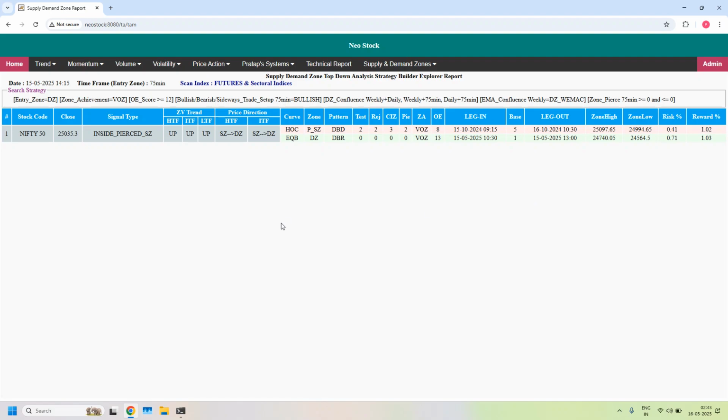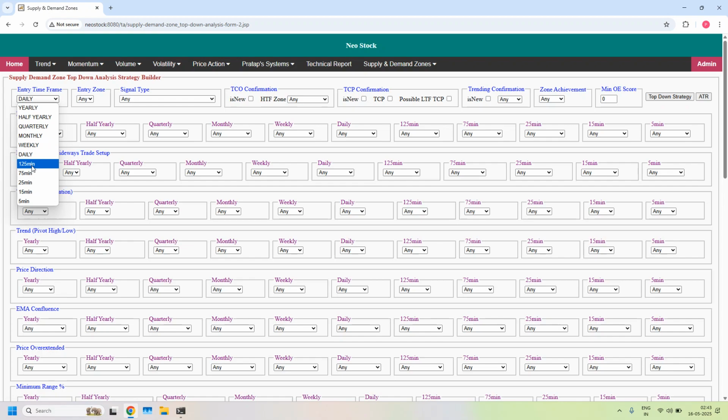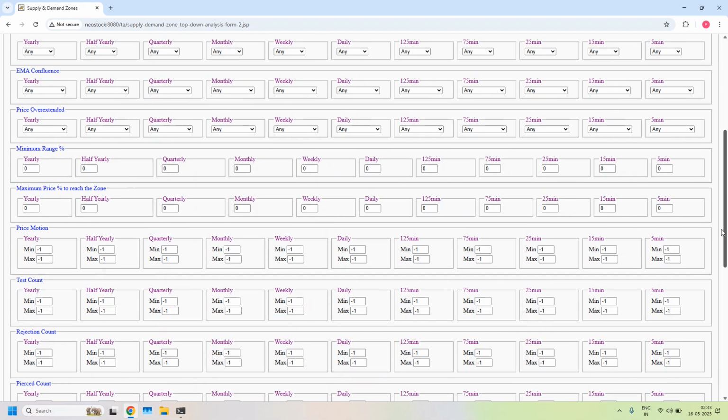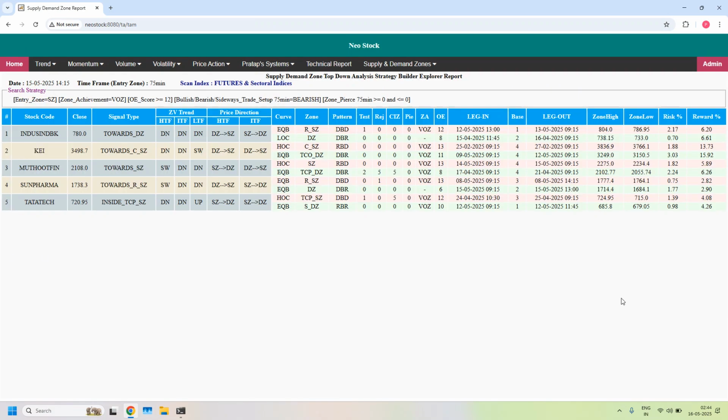Okay, this is the bullish trade setup for weekly income trade. Next, bearish trade setup for weekly income trade. Entry time frame 75, entry zone supply zone. Here bullish or bearish, at 75 minutes I am selecting bearish. Zone achievement VOZ, minimum order enhanced score 12, and also the 75 minutes supply zone should not be pierced. So minimum value 0, maximum value 0. So we got 5 stocks.